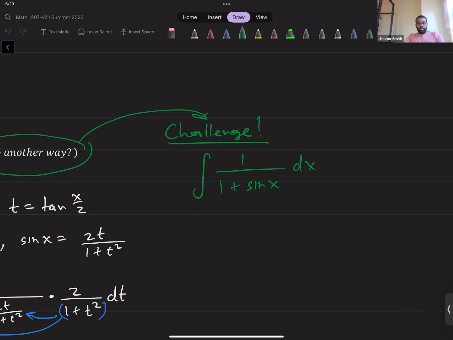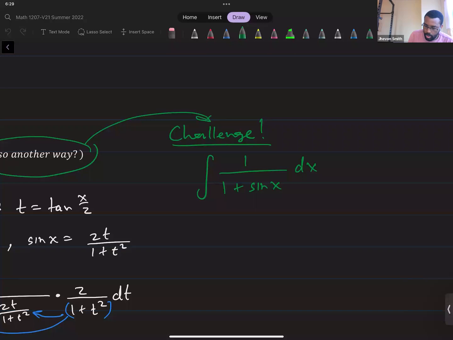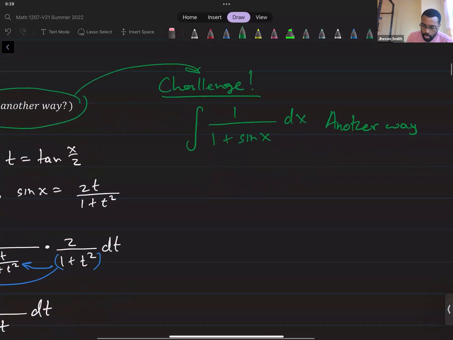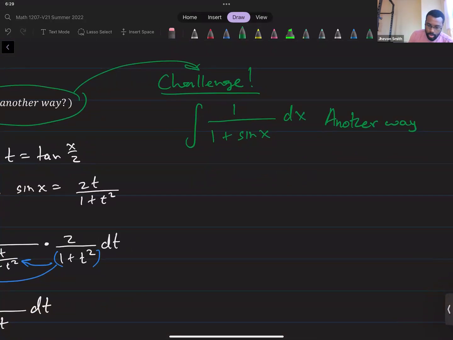Any ideas? Do this another way. Okay, I'll give you a hint and maybe we can finish it off. And it might also suggest to you how to deal with things if you're in a similar situation. I'm going to multiply and divide by something.